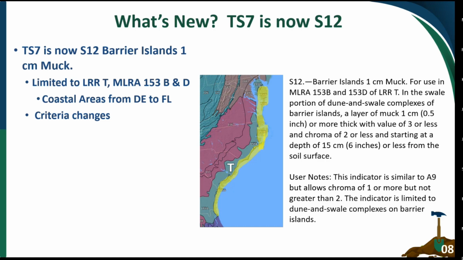So this indicator was established to help identify hydric soils in the swale portion of the dune and swale complexes of barrier islands. So prior to the development of this indicator in these dune swale locations, the previous set of indicators did not always manifest themselves, even in known areas that met the technical standard for hydric soils. The National Technical Committee for Hydric Soils also considers it worthy of further study in other coastal areas outside of that current barrier island requirement.